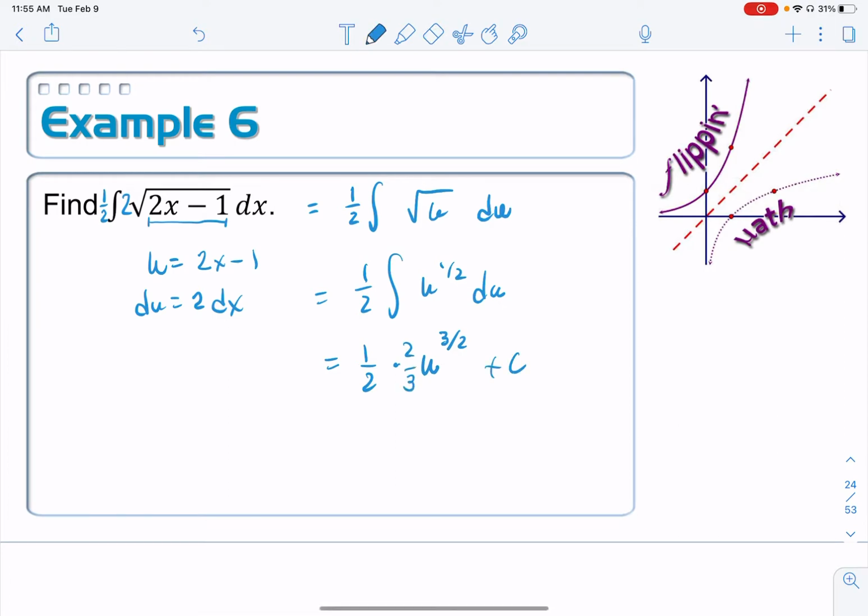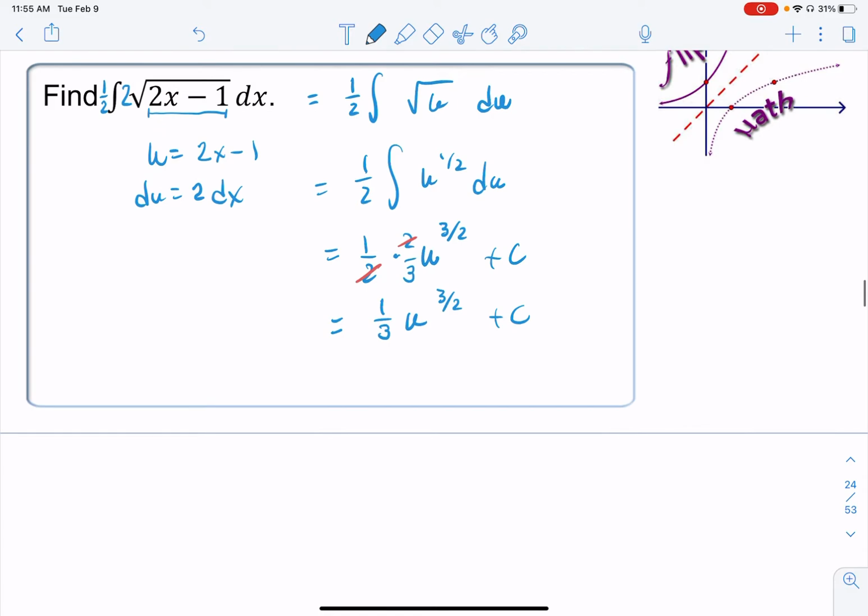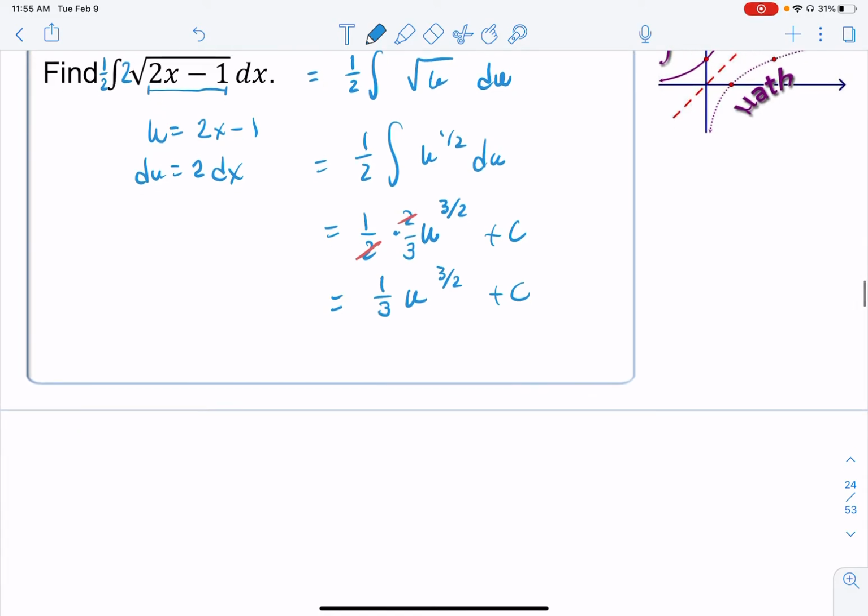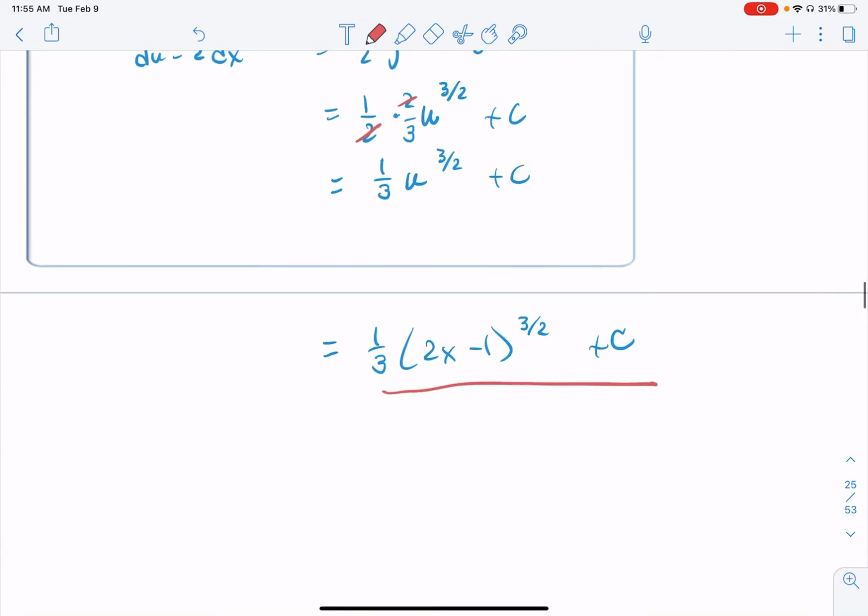Plus c. Cancellation. Cancel your 2's. Rewrite stuff. We got 1/3 u to the 3/2 plus c. u's are not going to cut it. Take the u out, replace it with a 2x minus 1, and we have 1/3 quantity 2x minus 1 to the 3/2 power plus c. Okay. And then, you want to verify it?